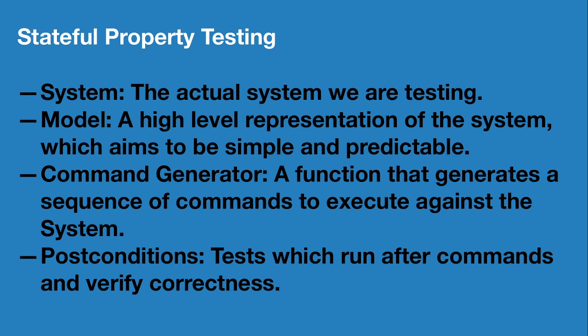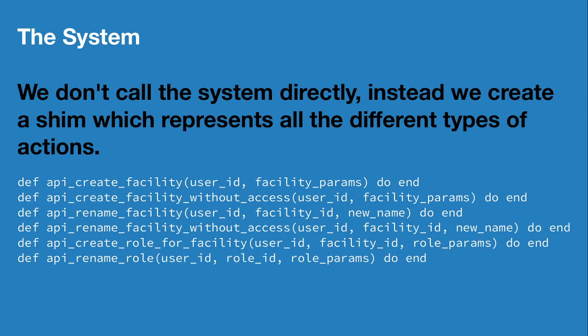So this will all sound a bit scary, and I'm hoping it will become clearer as we keep going forward. So the system. Generally, we don't call the system directly. This is another really great idea that I've only recently come across. Instead, we create a shim which represents all the different types of actions and what kind of arguments would go towards it.